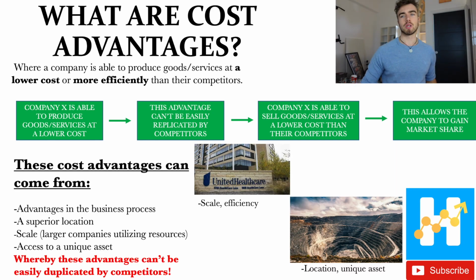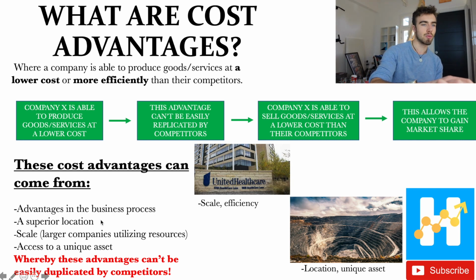Okay, so where do these cost advantages come from? Examples being advantages in a business process, superior locations, scale, and also access to a unique asset. So, for example, advantages in a business process would just be a form of efficiency that's very unparalleled, with very, very good management, efficiency in production lines, etc., which give the business a competitive advantage.